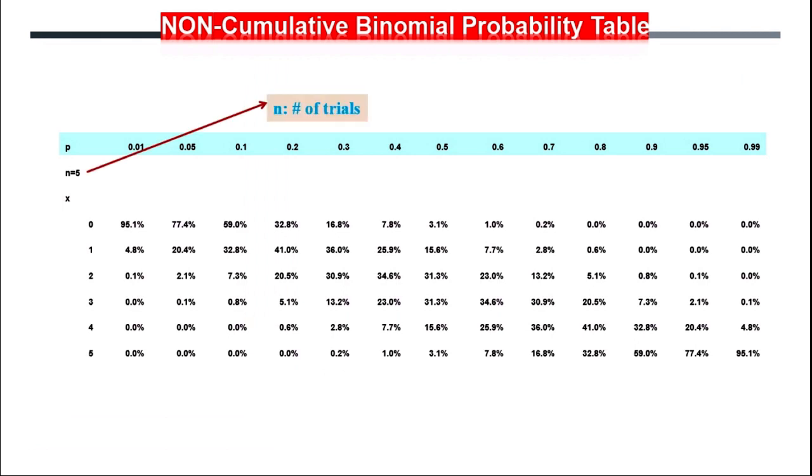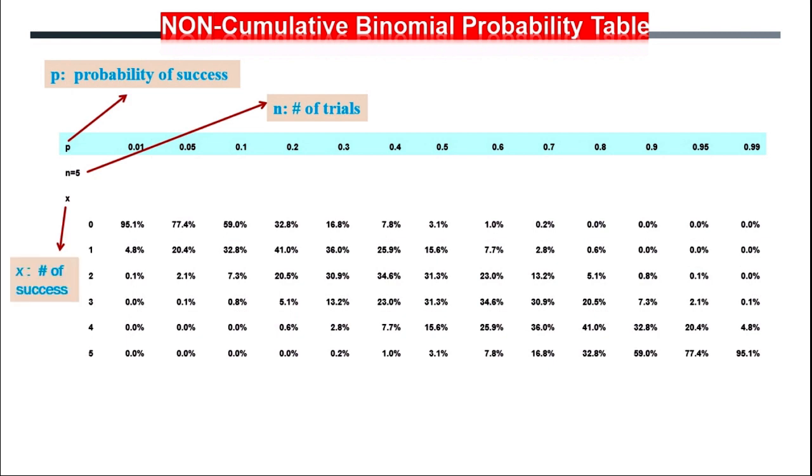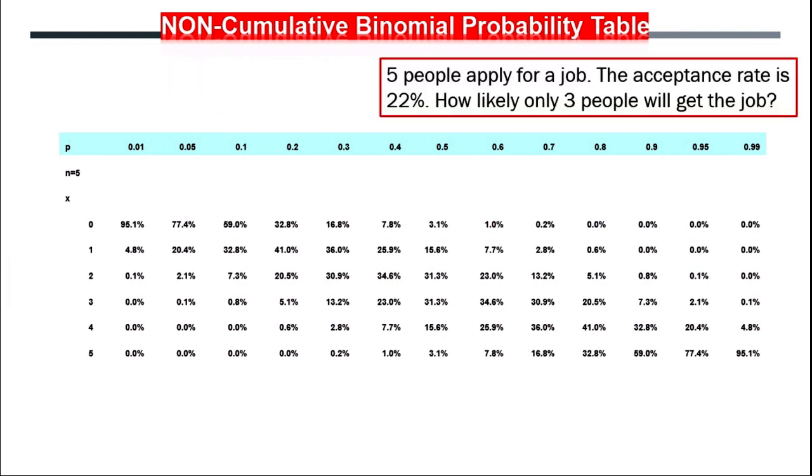n is the number of trials. This is the first number you need to find out. p is the probability of success. x is the number of successes. I will use a real example to show how to use the table. 5 people apply for a job. The acceptance rate is 22%. How likely is it that only 3 people will get the job?